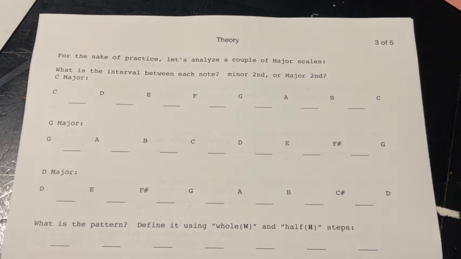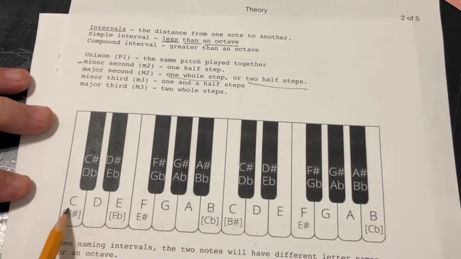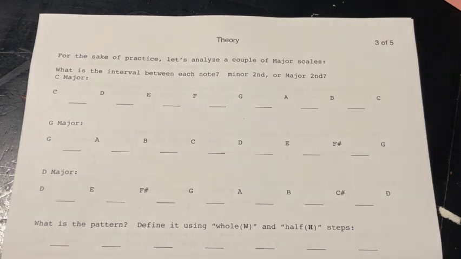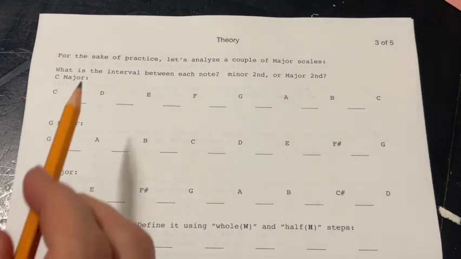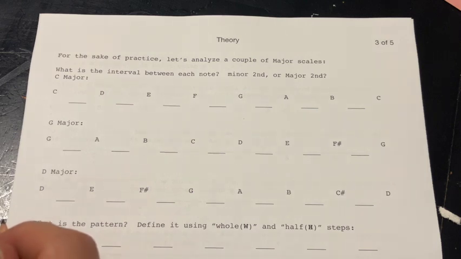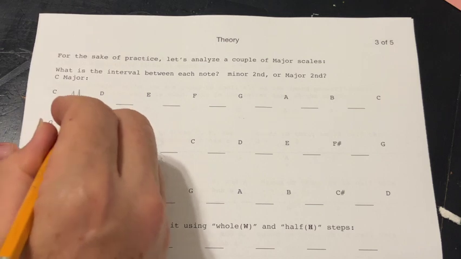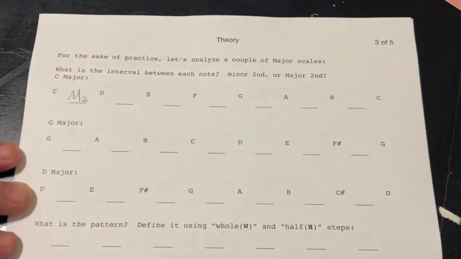All right, so we have a C major scale. On the piano, the key of C has no sharps and no flats. So we're just talking about all white keys. Okay? So we're going to go around and name the intervals between each set of notes. Okay? So between C and D, is that a major second or a minor second? Major second? Mm-hmm. You can put major second, you can put a capital M too.